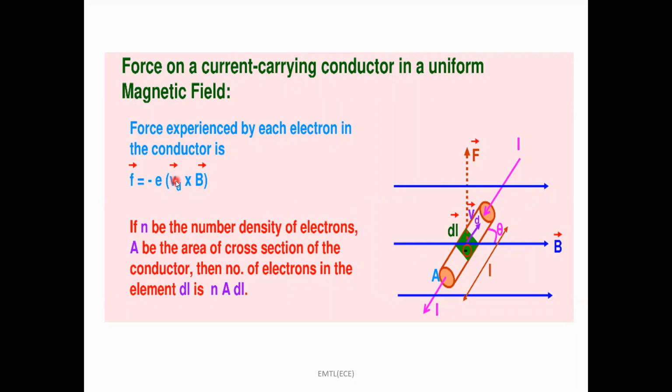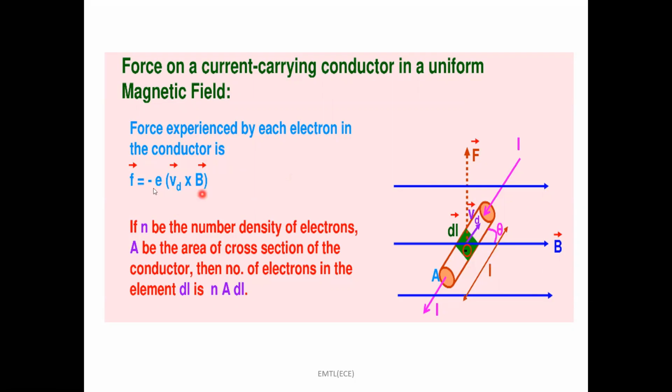The force experienced by an electron placed in a magnetic field. That means here the charge is moved with some velocity and now it is placed in a magnetic field. As we already discussed in Lorentz magnetic force, the same magnetic force is developed here. So this magnetic force is expressed as F is equal to minus e Vd cross B. This is comparable with the expression for magnetic force.